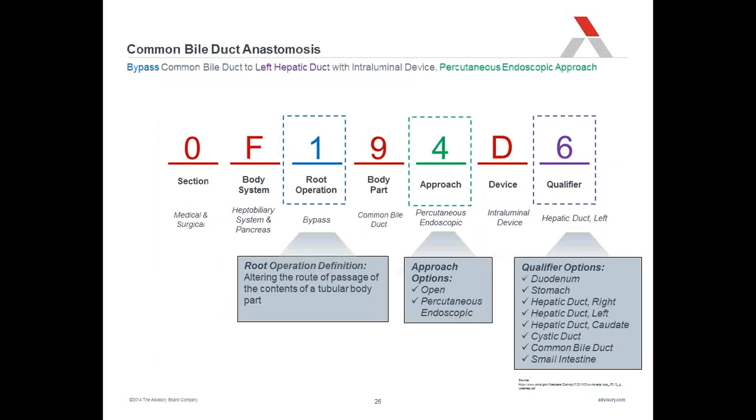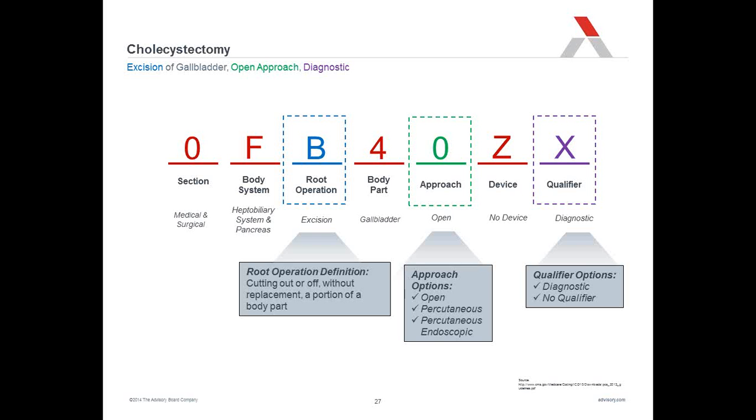You can see in this particular slide that there is no device in this patient, but you can see very clearly the root operation was a bypass, the approach was percutaneous endoscopic, and the qualifier really is an option that allows us to be much more specific about areas that we are operating on. So you can see the level of specificity that the ICD-10 PCS codes will now allow us to capture.